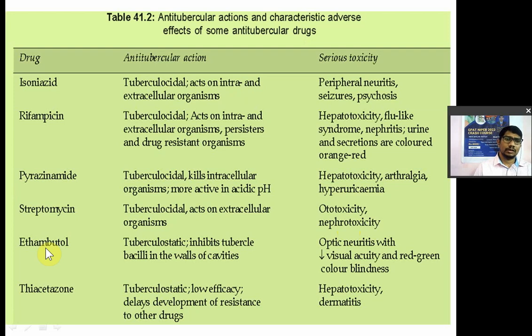Ethambutol is tuberculostatic, not cidal, and inhibits the tubercular bacilli in the walls of cavities. Its adverse effect is optic neuritis. So the patient is not able to discriminate between red and green color. Peripheral neuritis is also an adverse effect, and hepatotoxicity is also an adverse effect. Thiacetazone is another drug known as tuberculostatic. It has low efficacy and is used to delay the development of resistance to the other drugs. So thiacetazone is used in combination. Again it is hepatotoxic, and dermatitis is an adverse effect.